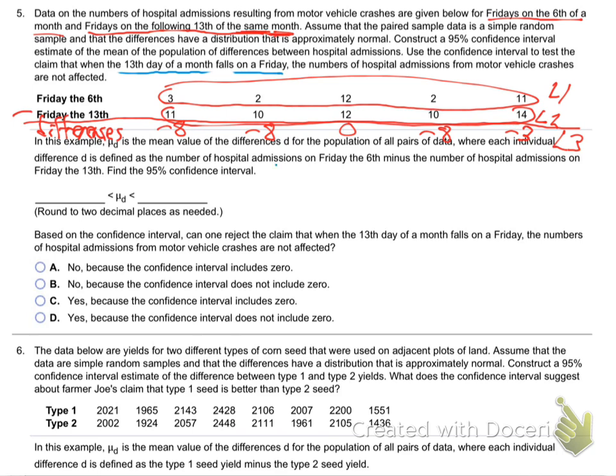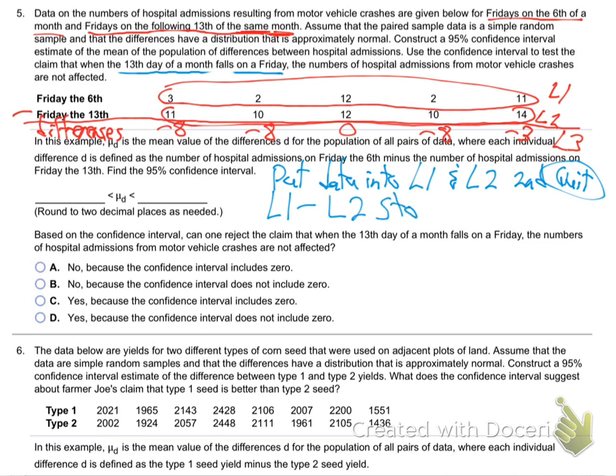So we go to stat. Well, here, I'll just skip all that, and I'll say put data into L1 and L2, and then quit out of that and go L1 minus L2 stored into L3. So now the differences are in L3. Now in this problem, they just want a 95% confidence interval.